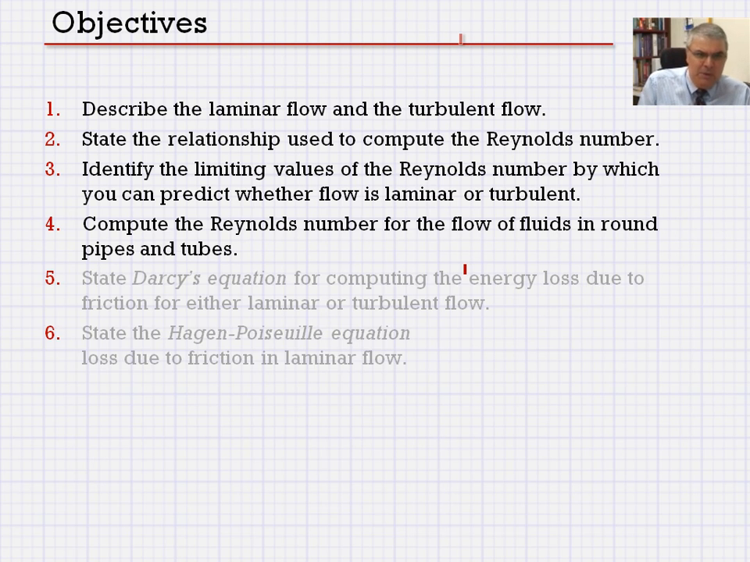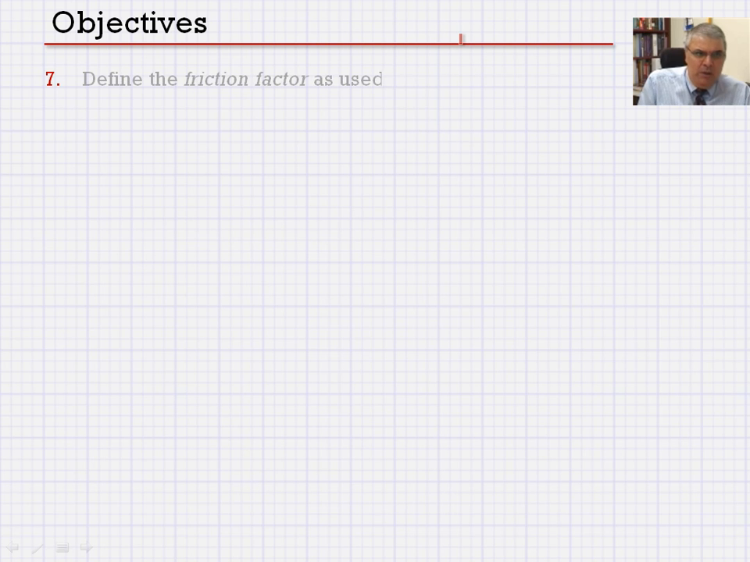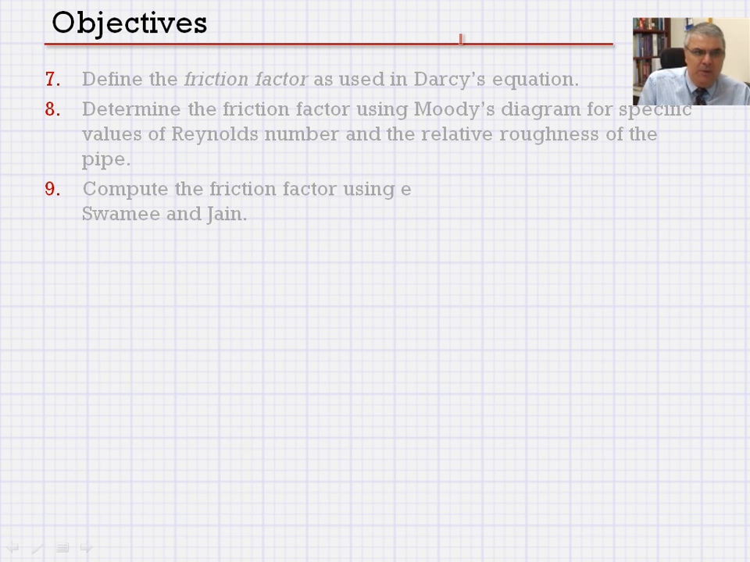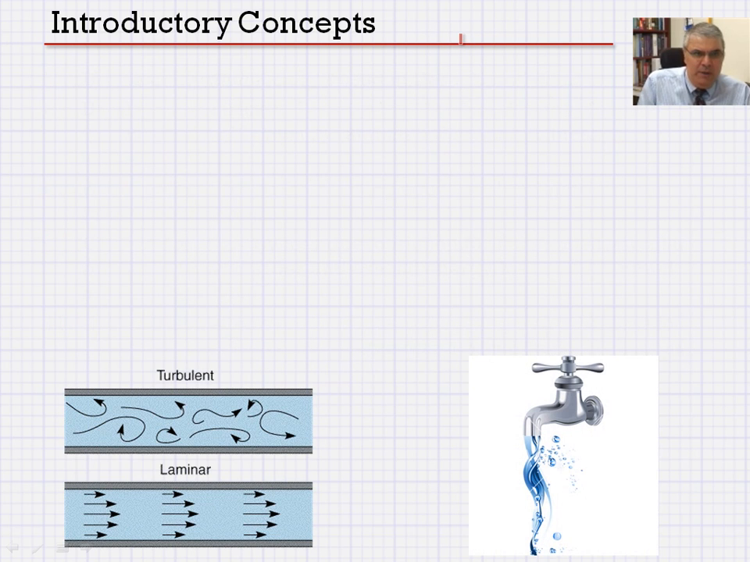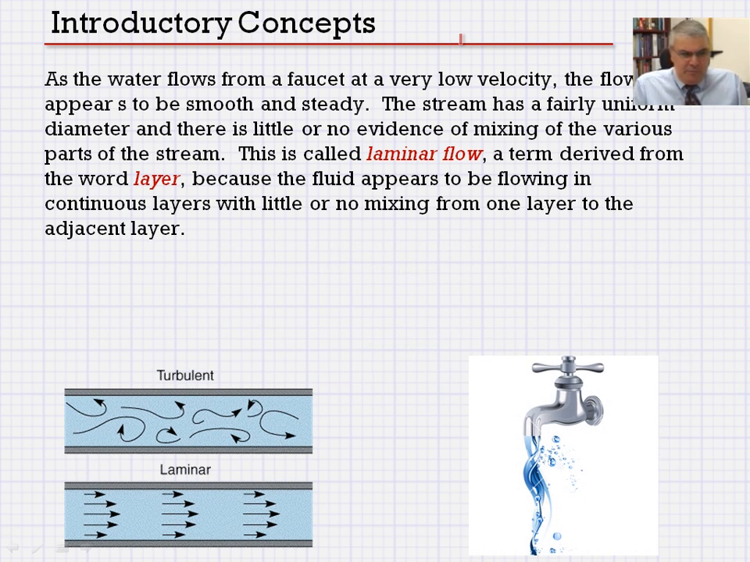In subsequent lectures, we are going to talk about more equations, including Darcy's equation and Hazen-Williams and so on, but that's for later. So let me take a look at the flow through a faucet, which we are pretty much familiar with. This could be a kitchen sink, a sink in a bathroom, what have you.